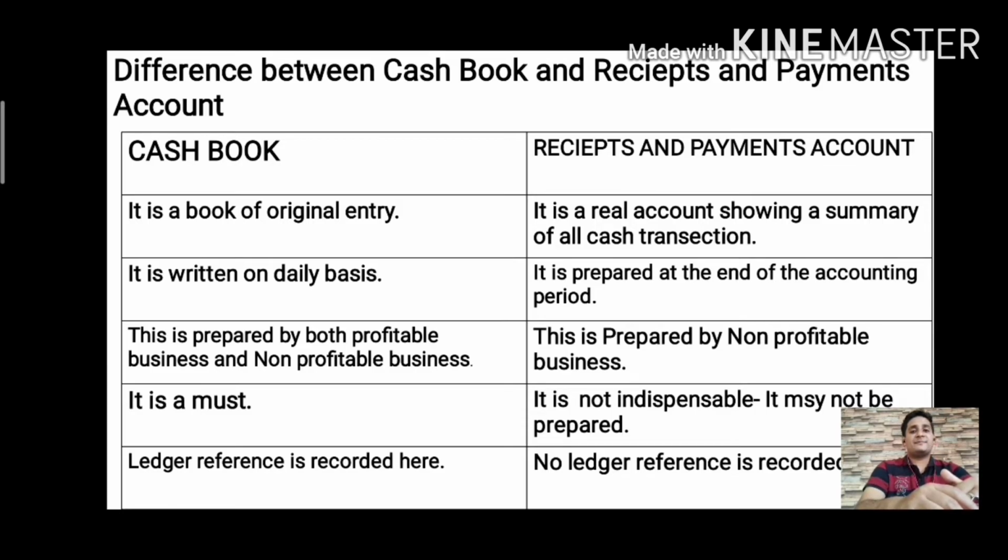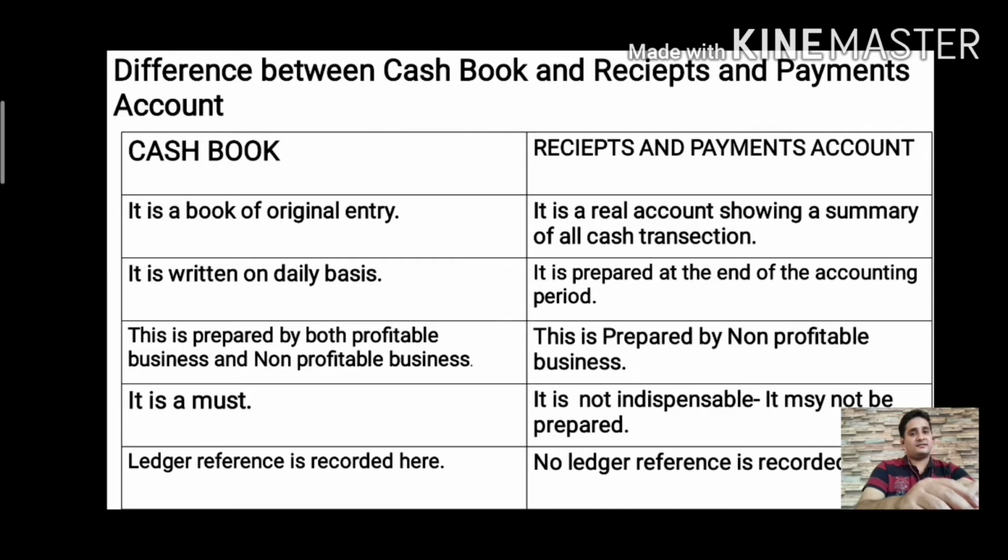Cash book is prepared by both profitable and non-profitable organizations. But the receipts and payments account is only prepared by non-profit organizations, not by for-profit organizations.